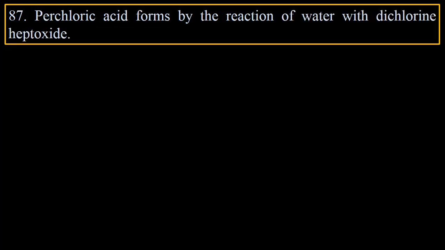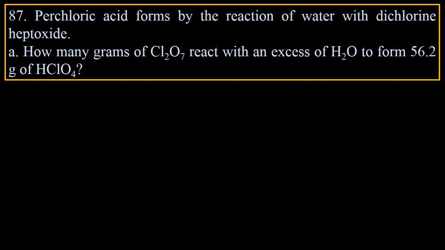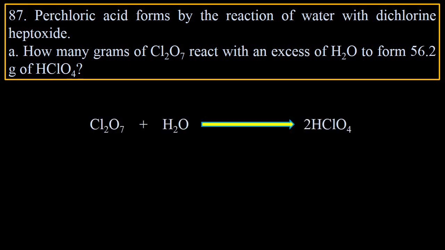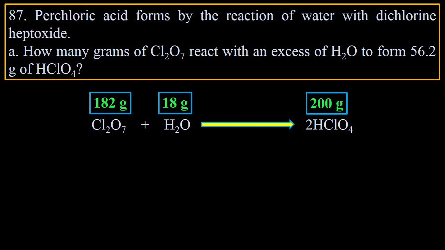Perchloric acid forms by the reaction of water and dichlorine heptoxide. How many grams of dichlorine heptoxide react with excess water to form 56.2 grams of perchloric acid? So there's the stoichiometric equation. We'll put in the masses above each of the reactants and products as it's written.